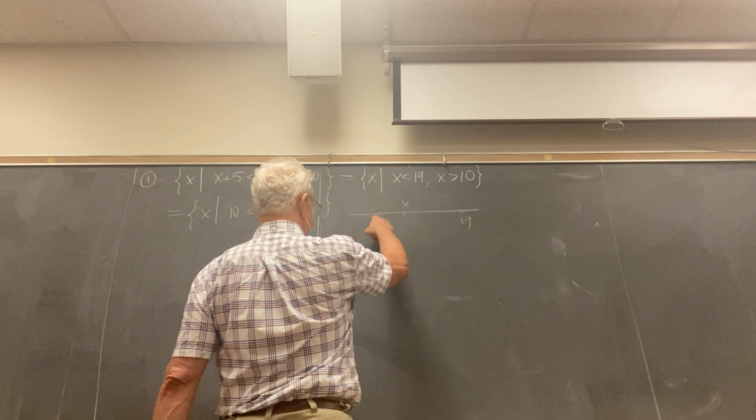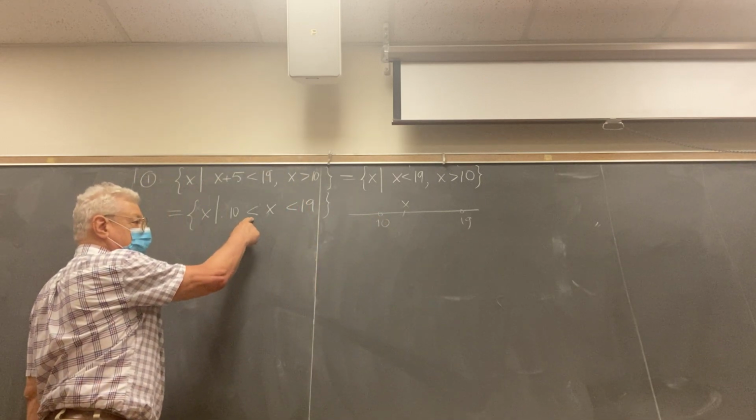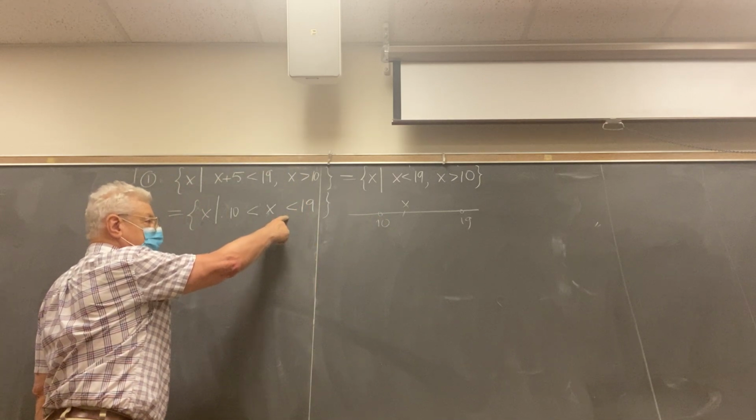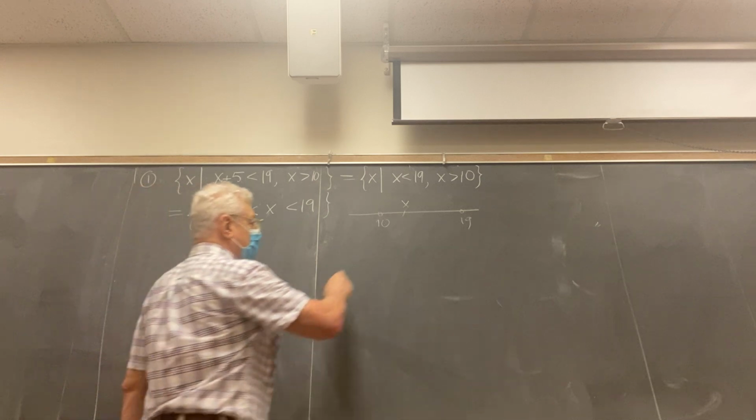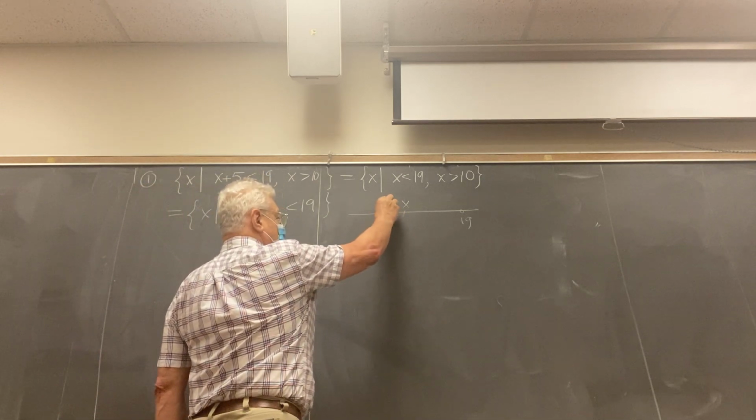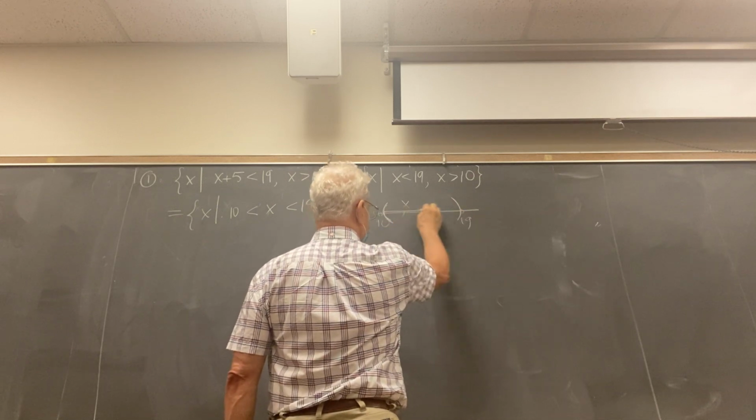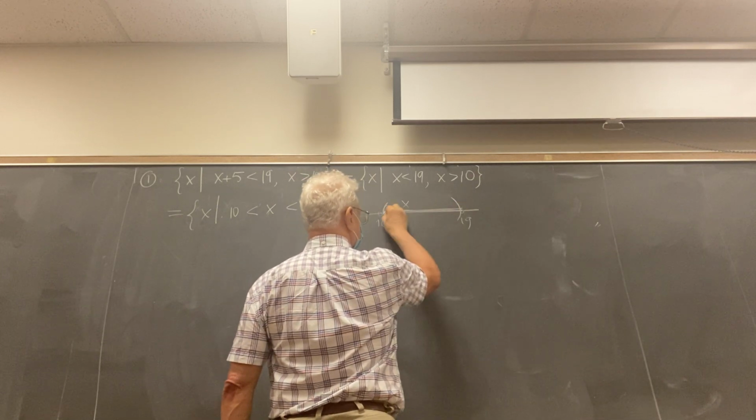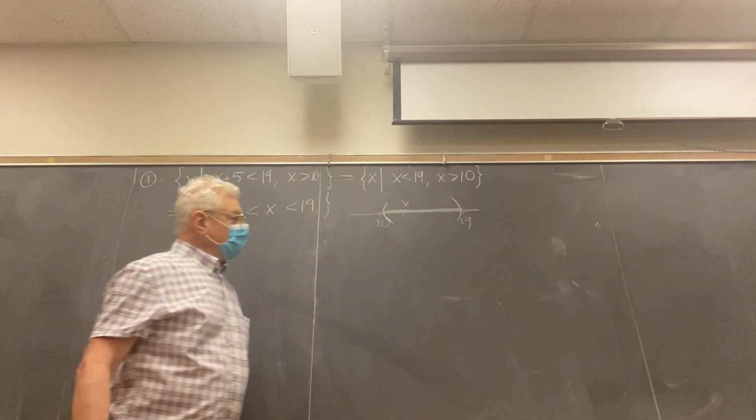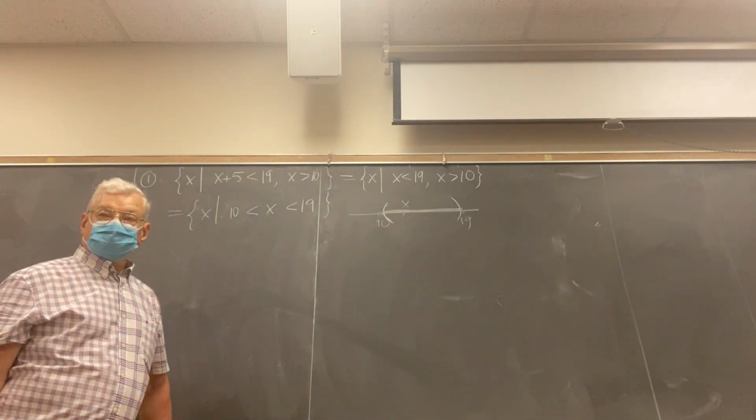Between 10 and 19. 10 is not included because it's strict inequality. 19 is not included, for the same reason. So therefore I have to draw parentheses, left parenthesis, right parenthesis. And consider all possible points, all possible numbers between 10 and 19. What is that?